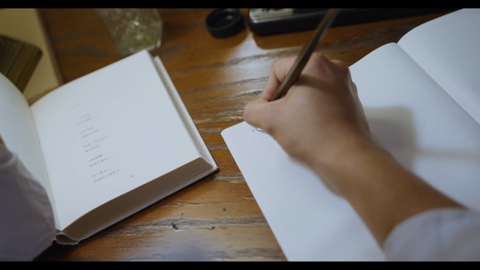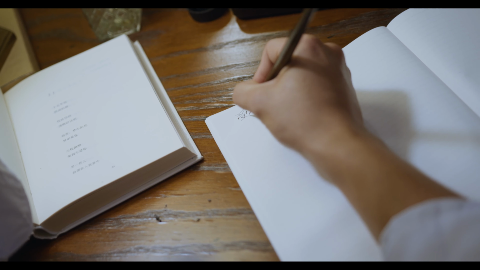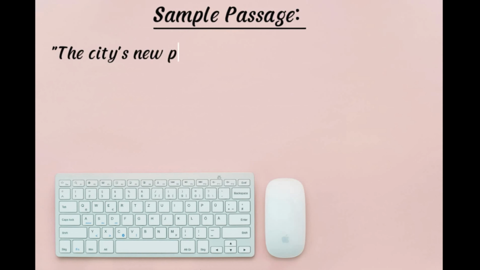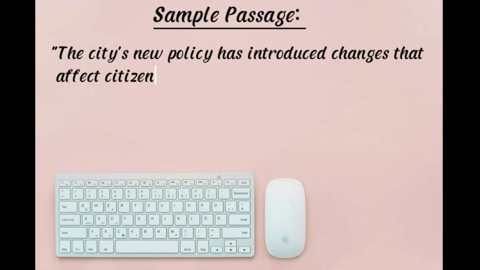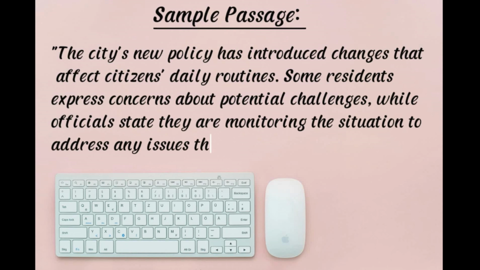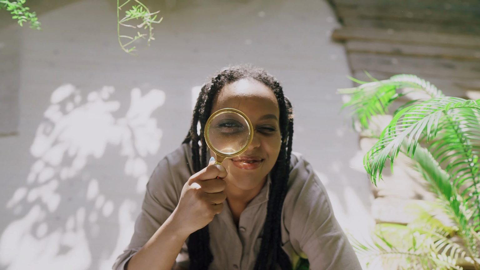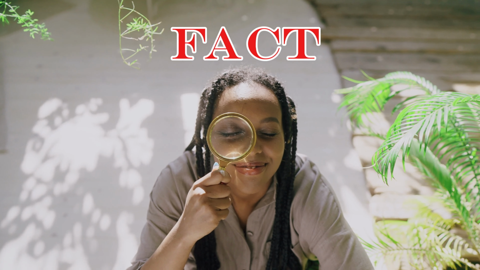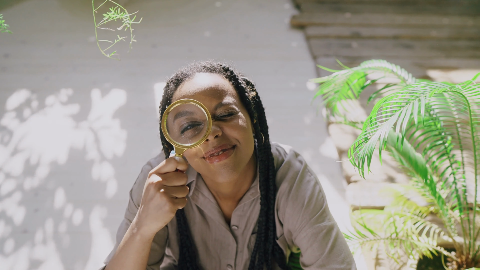Now, let's see how we can rewrite this passage in a neutral, fact-based manner. The city's new policy has introduced changes that affect citizens' daily routines. Some residents express concerns about potential challenges, while officials state they are monitoring the situation to address any issues that arise. Do you see the difference? The revised version removes the emotional language and presents the information objectively. It allows readers to form their own opinions based on facts, rather than being influenced by charged words.